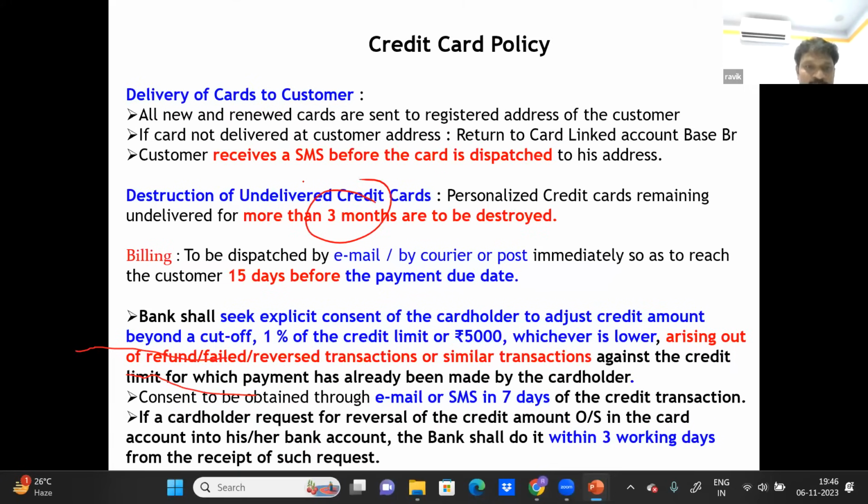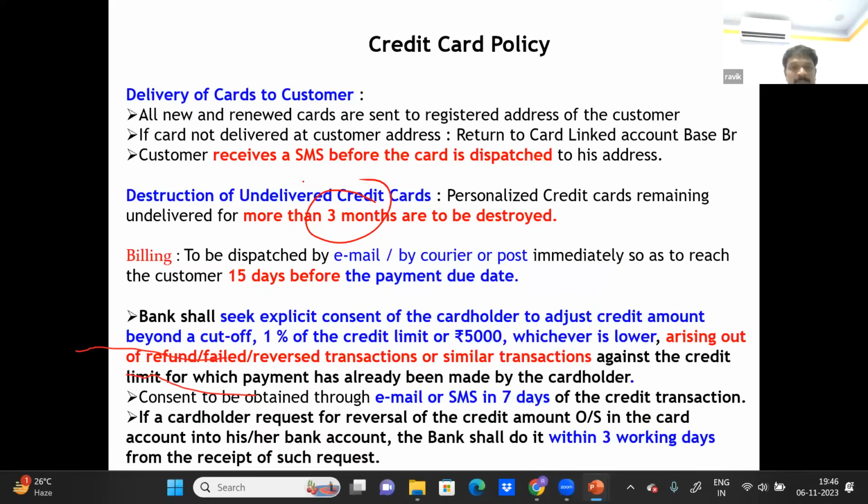3 months is very, very important. Now billing. Within how many days before do we have to inform the customer about credit card billing? 15 days before the payment due date. That is the reason billing will be done early. You will get a message, you will get a mail, and then only they can. So a 15 days gap should be available for any bank from the billing date to the payment date.